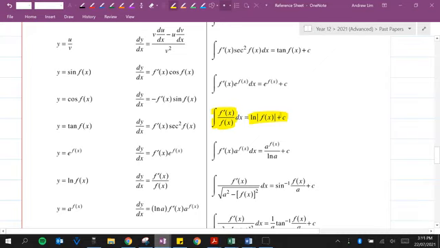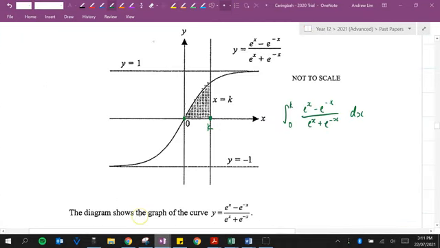The thing is, is the numerator the first derivative of the denominator? We need to double check that. So here's my f of x. I'm just going to say f of x is equal to e to the x plus e to the negative x. What's f dash of x? Because if this is f dash of x, then yes, great, I can integrate it. If not, I might need to manipulate it, and then I'll integrate it.